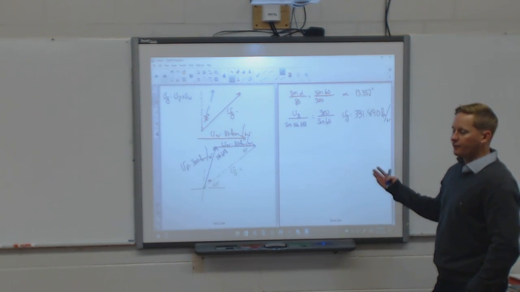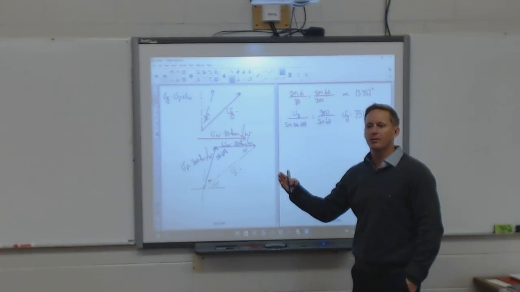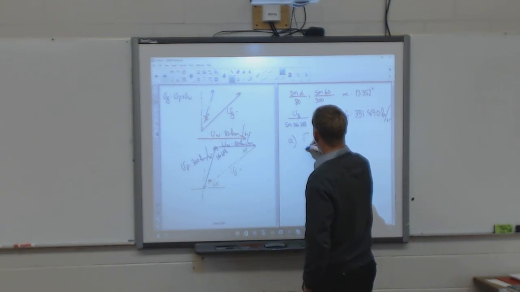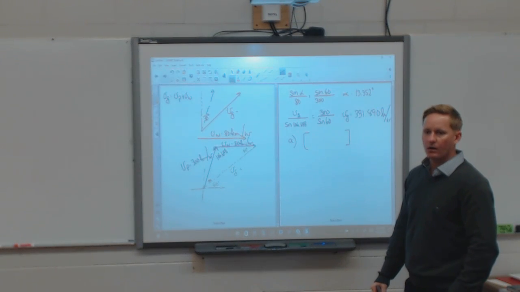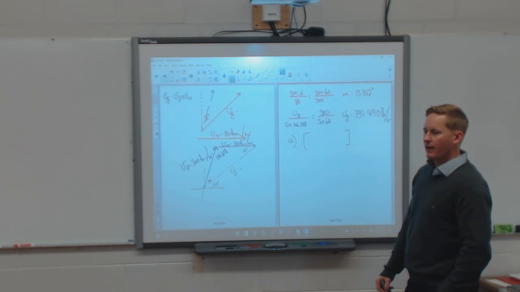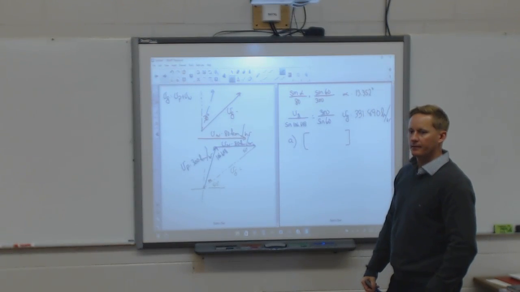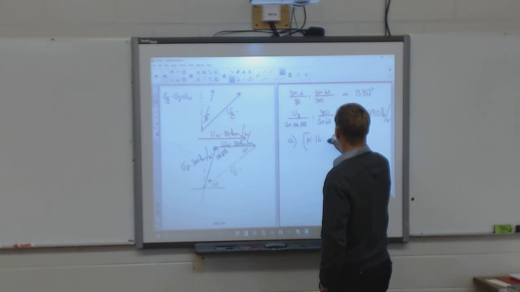Okay. So the first part of the question said, what direction should the plane head? So, in A, what direction should the plane head in order to end up where it's supposed to over here? North 16.65 degrees east. 16.65 degrees east.